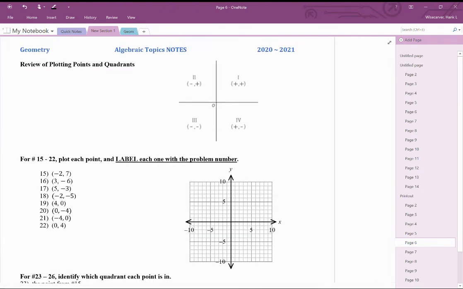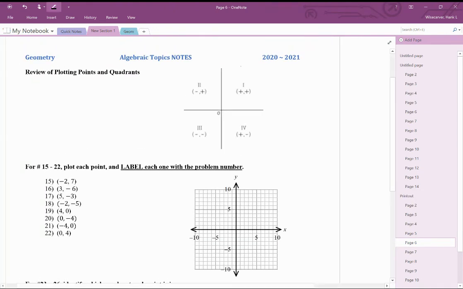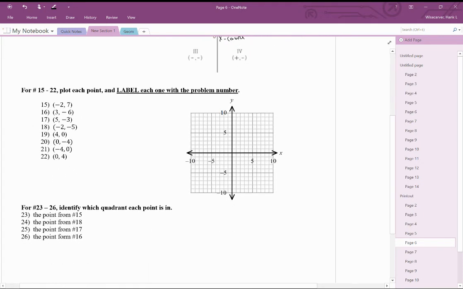Here's plotting points on a graph. This over here tells us the quadrant that we're in, so that's the first quadrant. And this tells us the sign of the x coordinate, and this one is the sign of the y coordinate. Okay. So, a refresher, x moves horizontally, y moves vertically.